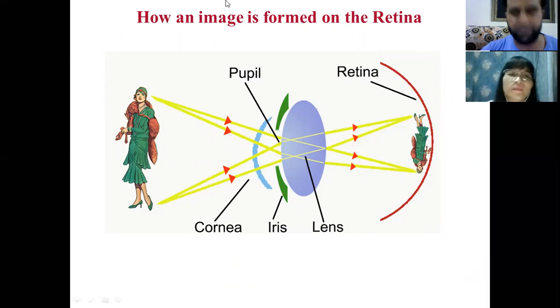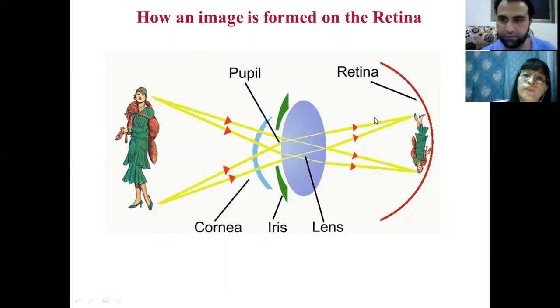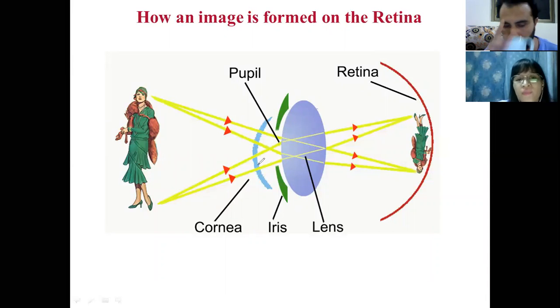Yes, teacher, good morning. Okay. Now I'd like to discuss how images form on the retina of our eye. Our eye has a typical structure which is involved in the formation of images on the retina. So I would like to use this one. This is the cornea, the very first outermost portion of the eye, and then this green part is the iris, and then the lens.